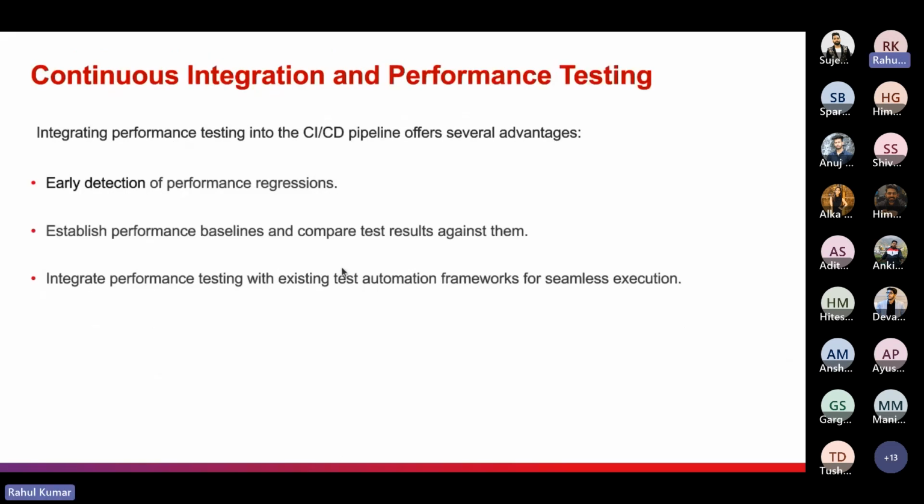Moving to the third one, which is continuous integration and performance testing. It plays a vital role in every testing. Integrating performance testing into the CI/CD pipeline is crucial for early detection of performance regression and ensuring that performance goals are met.